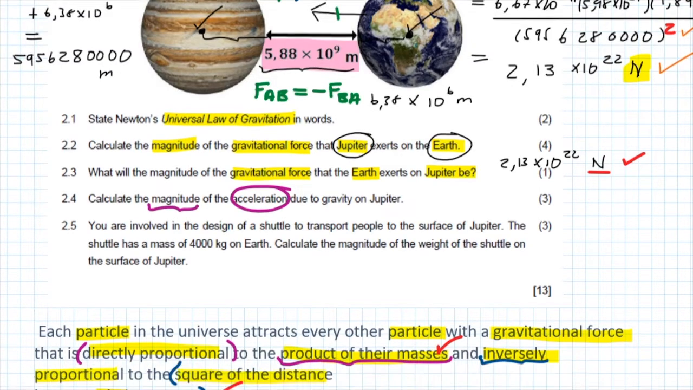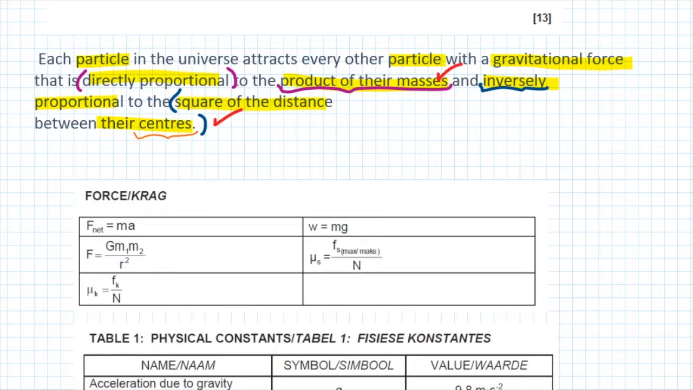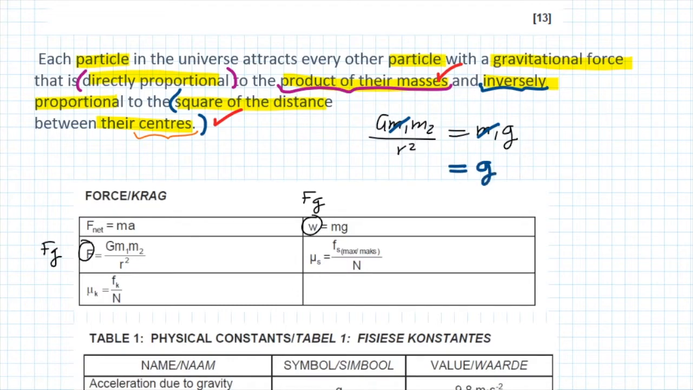Now you can go and have a look at your formula sheet, and you're going to see that there's no formula here that's going to help you to find g. But there is a way of finding that formula that you're very familiar with. This is actually Fg, and this is Fg as well. So we have G m1 m2 divided by r squared is equal to m1 g. We can cancel these m's, and we have that g is equal to G m2 divided by r squared.